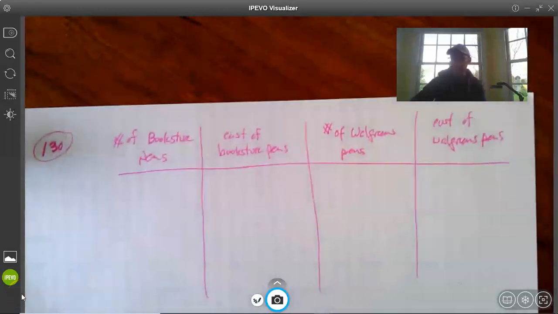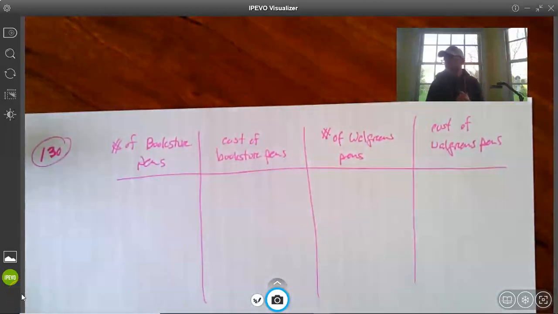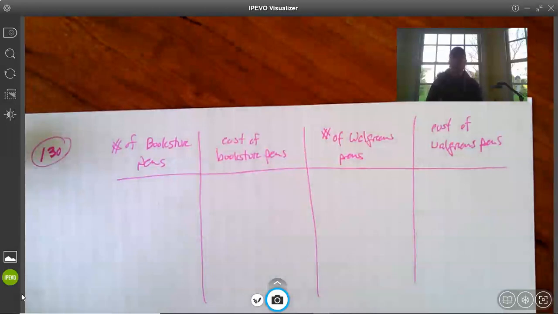Okay, in this problem, we've got Pat. Pat is buying some pens at Walgreens, and they're 60 cents each. But then she spends the exact same amount of money at the bookstore on pens. She buys pens at the bookstore and she buys pens at Walgreens. She spends the same amount of money, but the pens cost more at the bookstore. And she buys 42 pens. So the question is, how many pens did she buy?